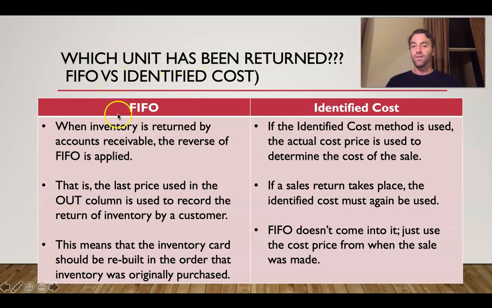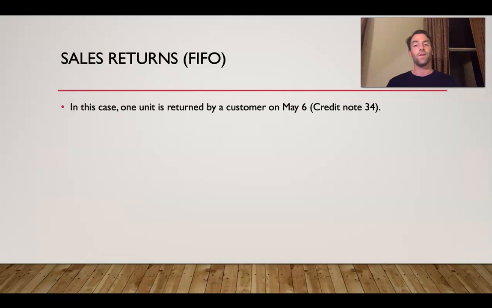FIFO is a little bit different. We apply the reverse of FIFO. Instead, the last price used in the out column, so the most recent one sold, is the one that we assume has been returned. This means that the inventory card should be built in the order that the inventory was originally purchased. Again, that's a lot of text, maybe a bit confusing like that, so let's go through an example of FIFO.